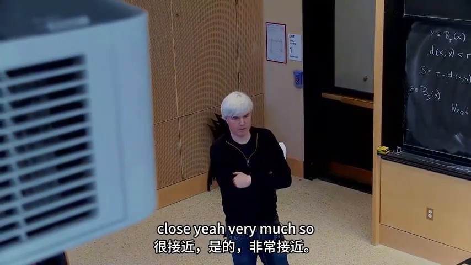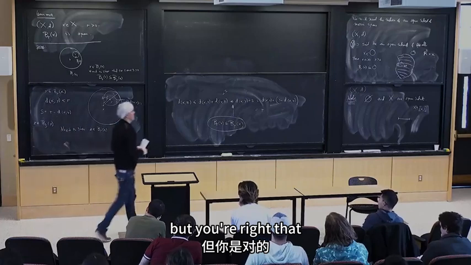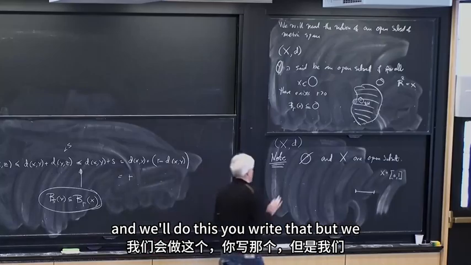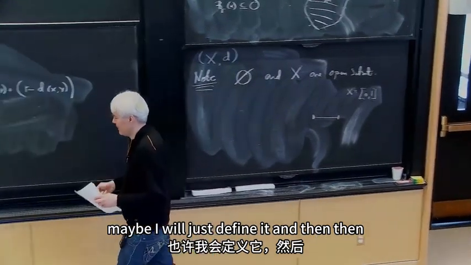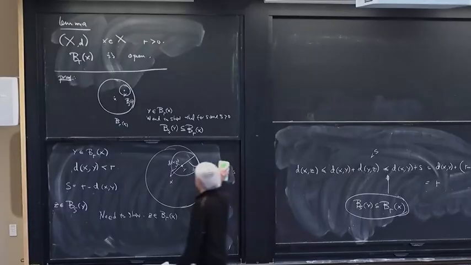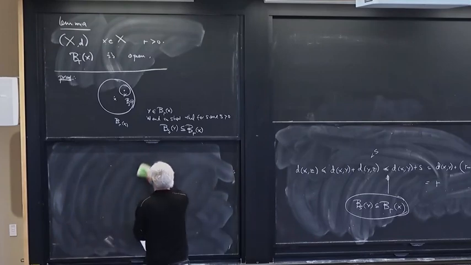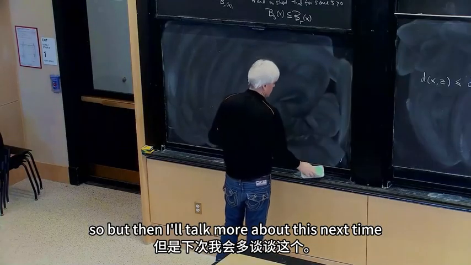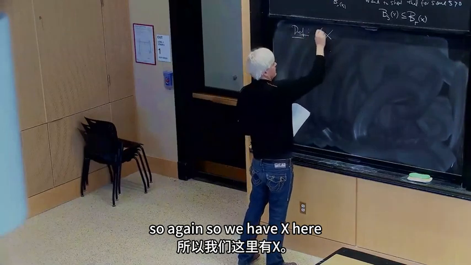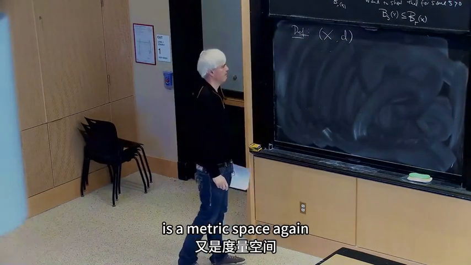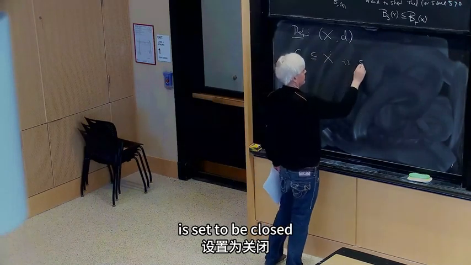Closed, yeah, very much so. But we haven't defined what it means to be closed. You're right, and we'll do this. At the moment we don't know what a closed set is. Maybe I will just define it now. So okay, let's define. I'll talk more about this next time. So again, we have X, a metric space, and then C, a subset of X, is said to be closed.